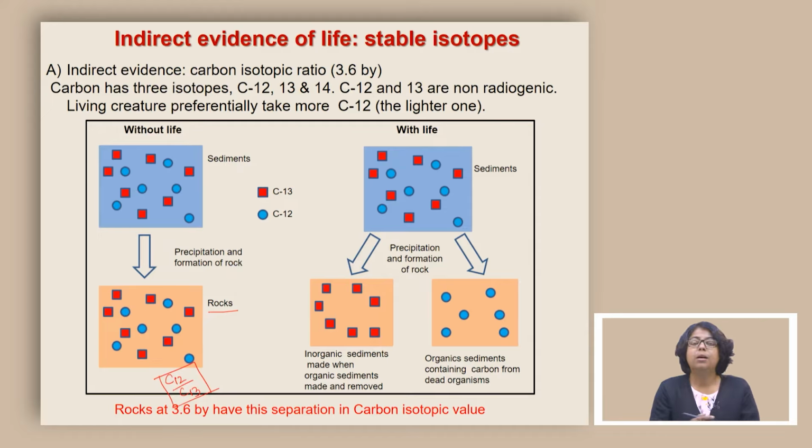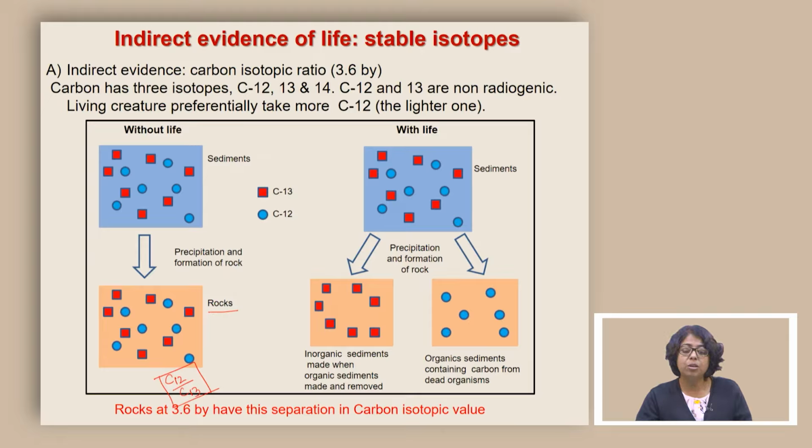Now, there are different kinds of sediments. Let us say we start with the same C12 C13 ratio, and then there are some rocks which are being created by involvement of biology. What happens if biology is involved to create this rock?